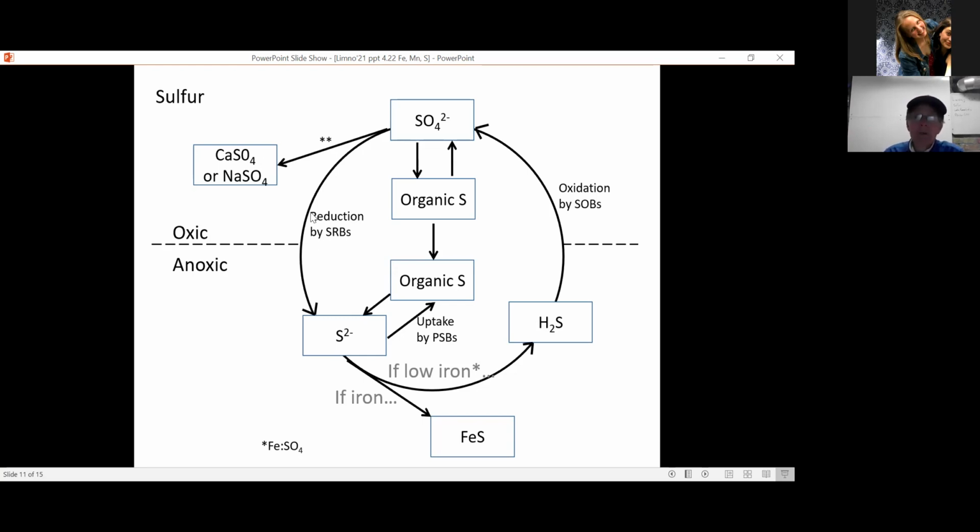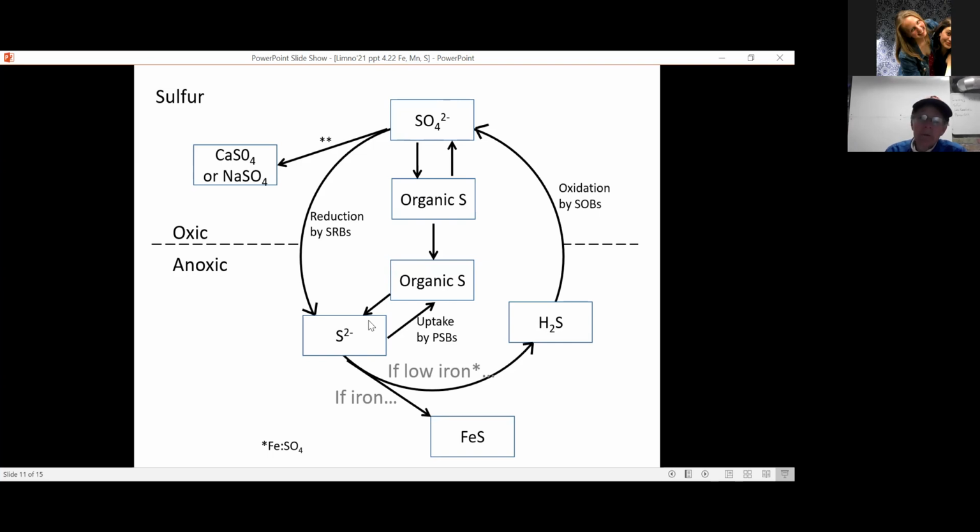So what do they do? They reduce the sulfate. This releases the oxygen. So you notice there's no oxygen here. So it's an anoxic environment. They are given electrons and releasing their oxygen, and now you've got reduced sulfur.